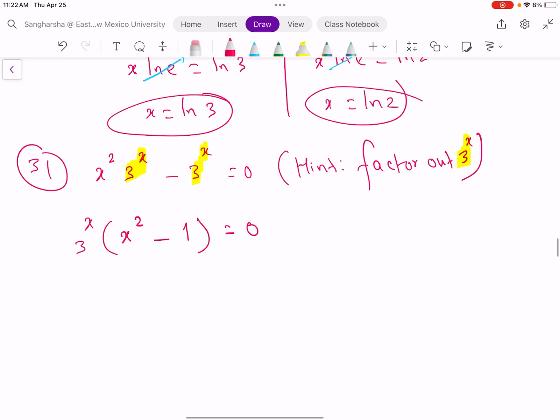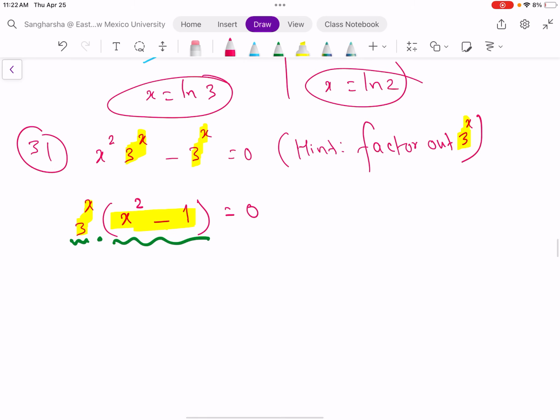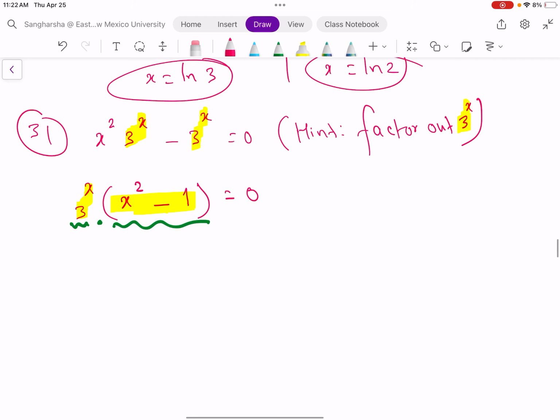Now, how do we solve this equation? We have this first factor and this second factor, and the product equals 0. So we have one number times the other number. If a product of two numbers equals 0, then one of these numbers has to be 0, right? So we set each factor equal to 0. We set 3 to the power x equal to 0, and we set x squared minus 1 equal to 0. If you have a product of two numbers equal to 0, then at least one number has to be 0.